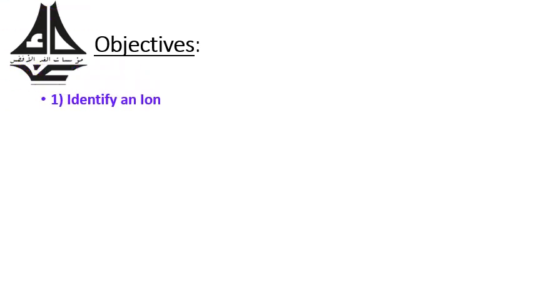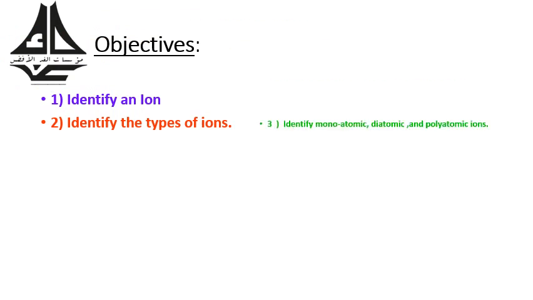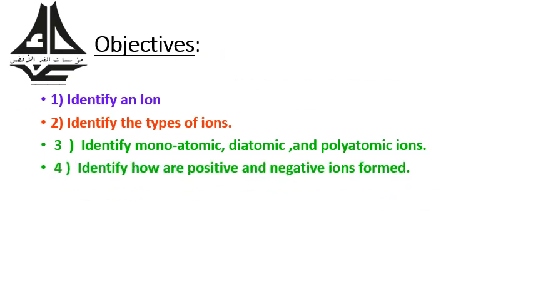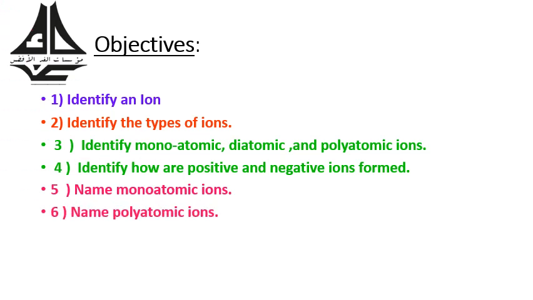The objectives are: 1. Identify an ion. 2. Identify the type of ion. 3. Identify monoatomic, diatomic, and polyatomic ions. 4. Identify how positive and negative ions are formed. 5. Name monoatomic ions. And 6. Name polyatomic ions.